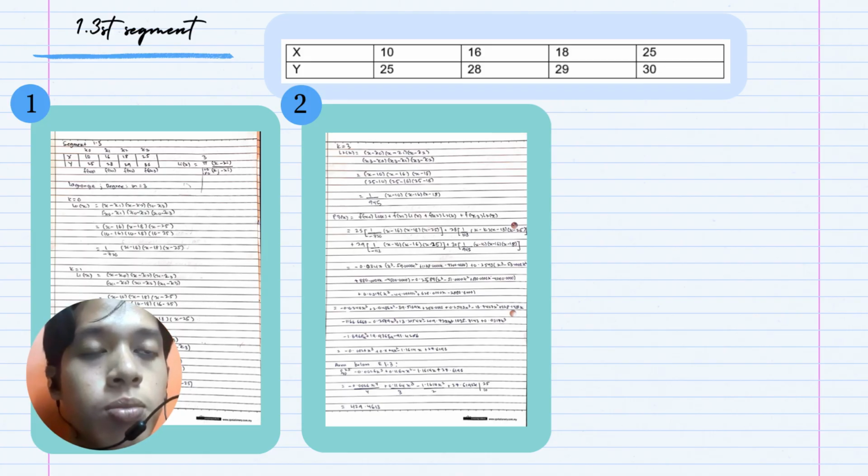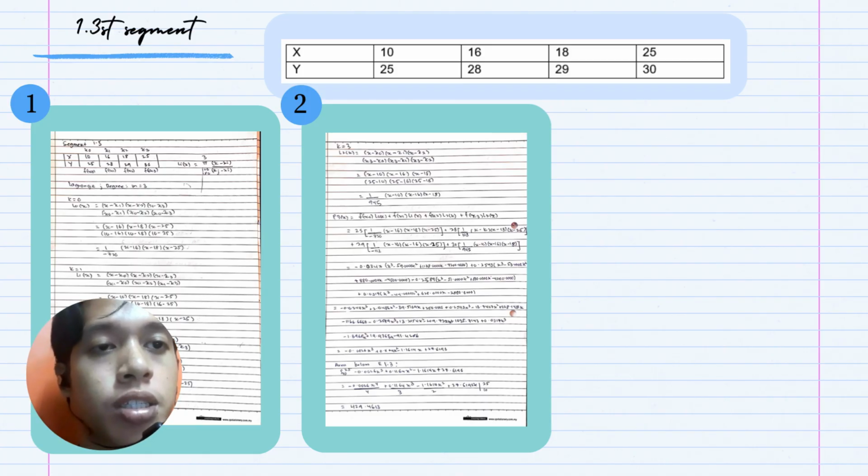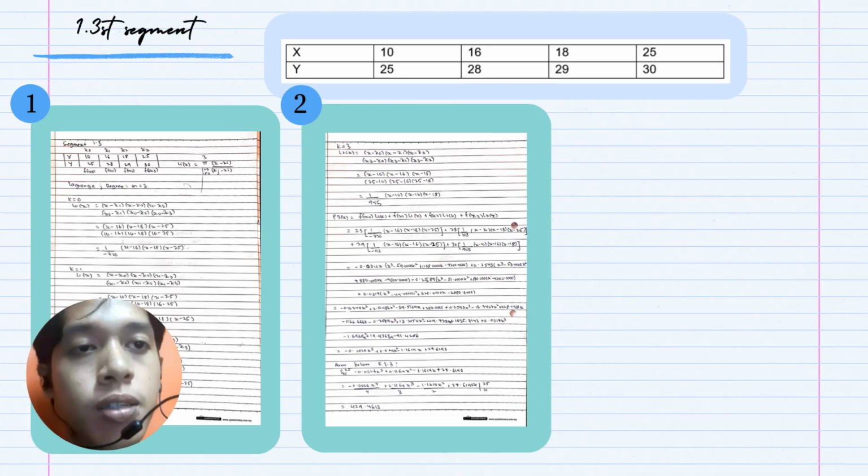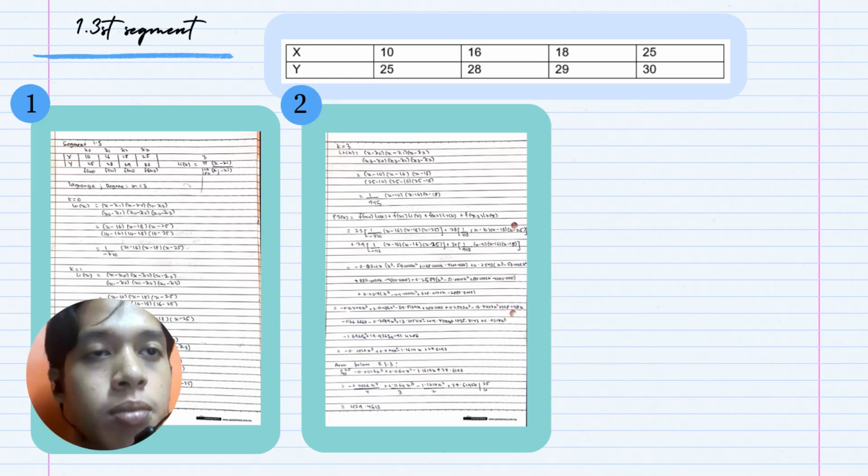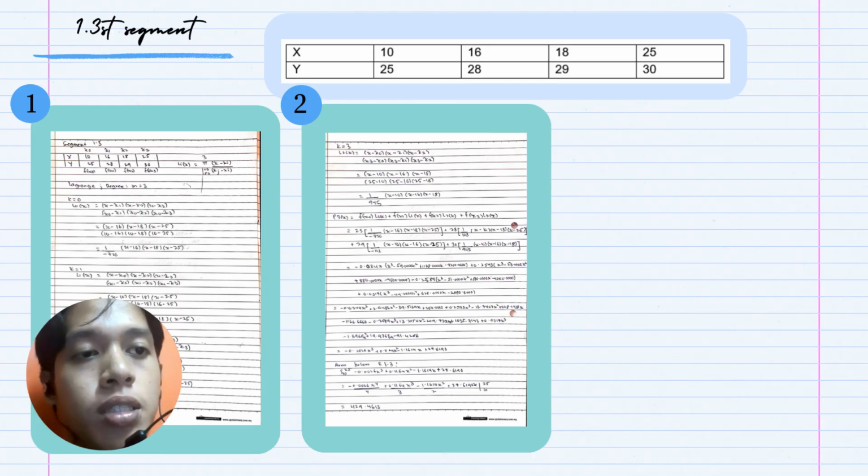For segment 1.3, we still use Lagrange and the same method of expansion and integration, but with different values from the table. The value from segment 1.3, we will use it to subtract with segment 1.2. In this value, we will get the segment for the body of the fish.